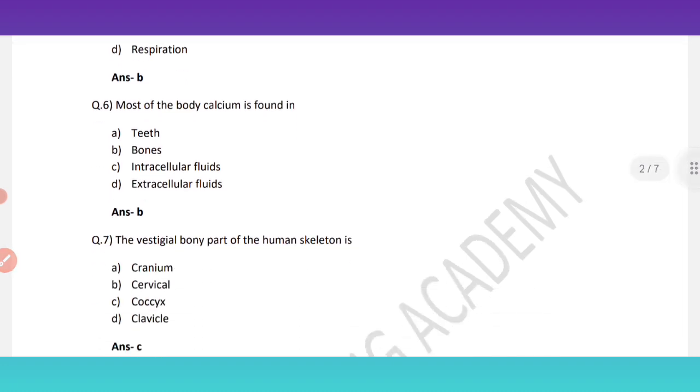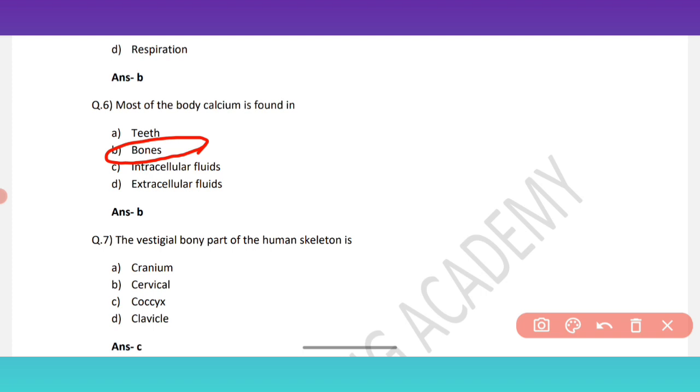The sixth question is: most of the body calcium is found in. Very simple question. Direct question: bones. Okay, so in the hyperthyroidism case, what will happen? Sorry, hyperparathyroidism, right? So this is the thyroid gland.